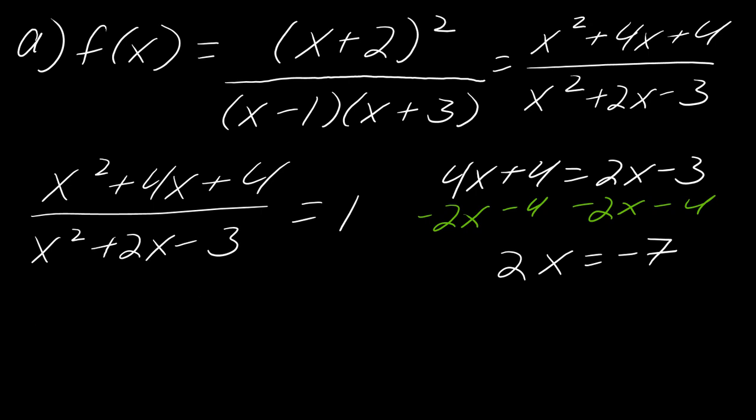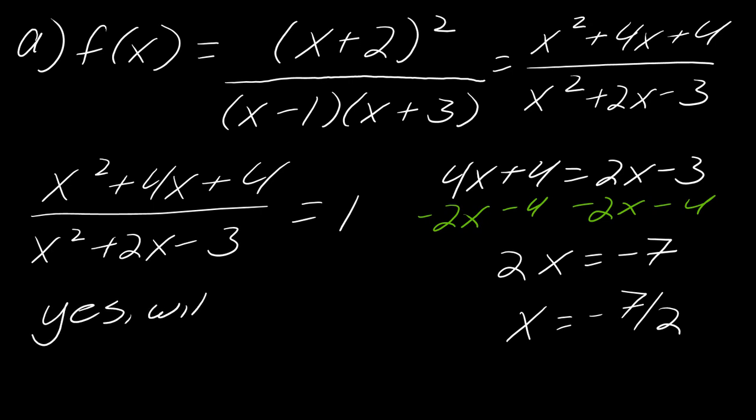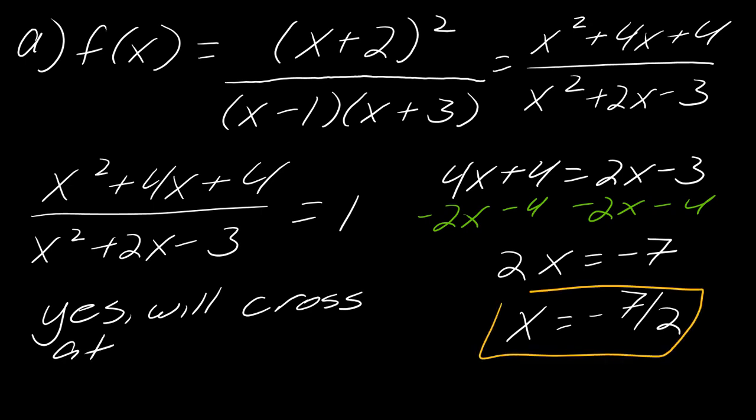Okay, and so now if I divide by 2, I get x equals -7, or so -7/2. So when a solution exists, this is the x part of where the graph will cross the asymptote. So yes, it will cross at, so to determine that, you use the solution and that intercept. So this will cross at -7/2 and 1. So I need that point.